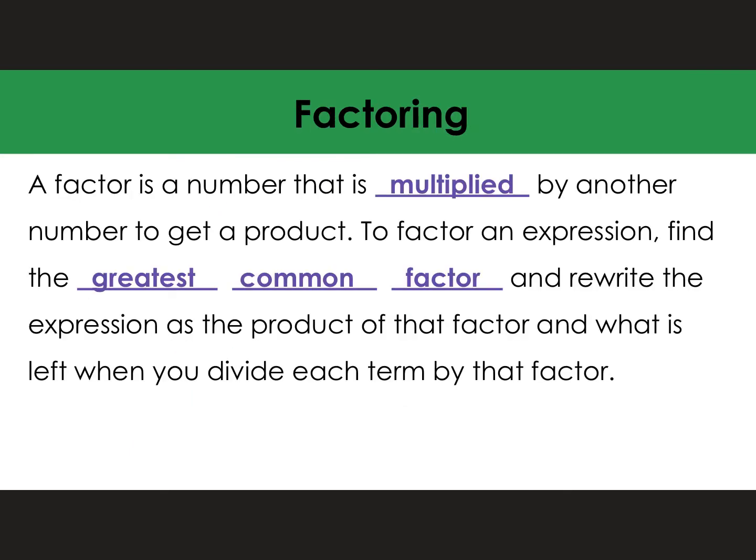Factoring. This is just the opposite. The opposite of distributing is factoring, and we did this with GCF. Now we're just going to do it with variables, but we're still going to use the GCF, so it's something we already know. A factor is a number that is multiplied by another number to get a product. To factor an expression, find the greatest common factor and rewrite the expression as the product of that factor and what is left when you divide each term by that factor.